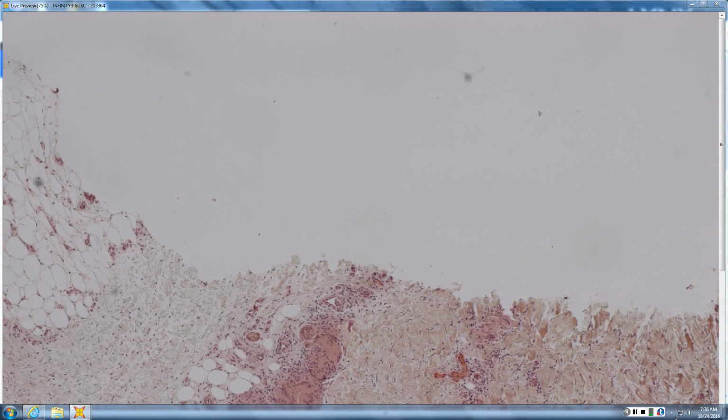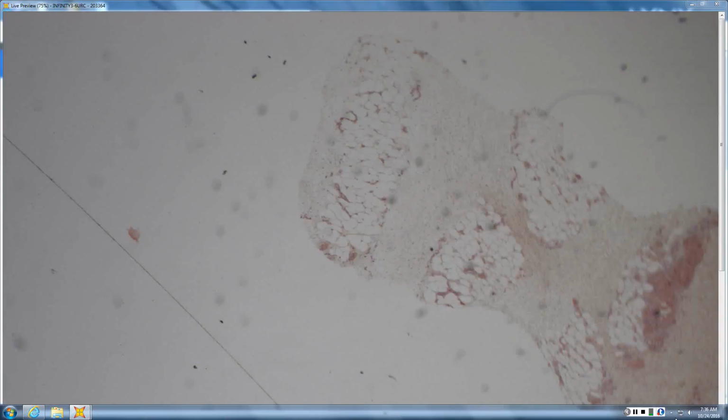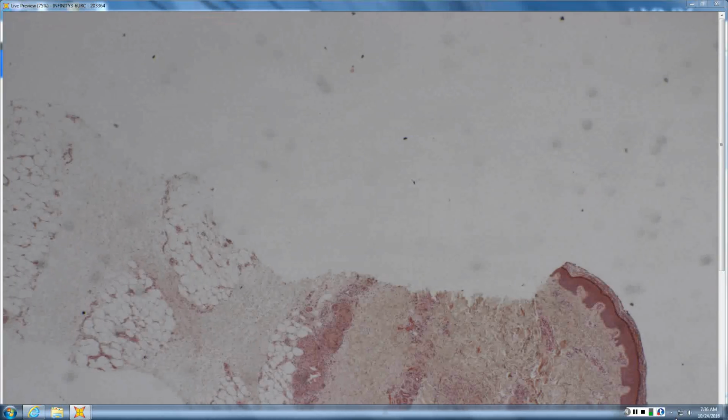I'll hold the D. If they're not diabetic, they may not be diabetic. Do you see the collagen in between? The collagen in between doesn't appear so degenerated.